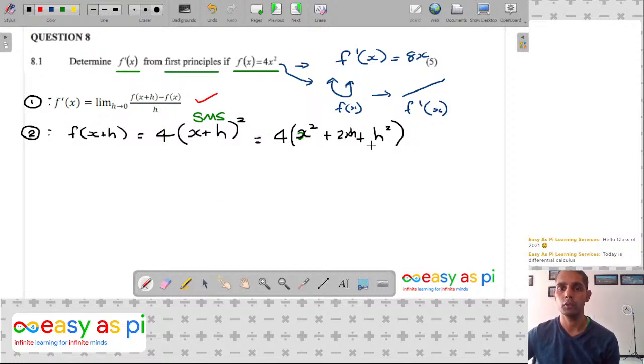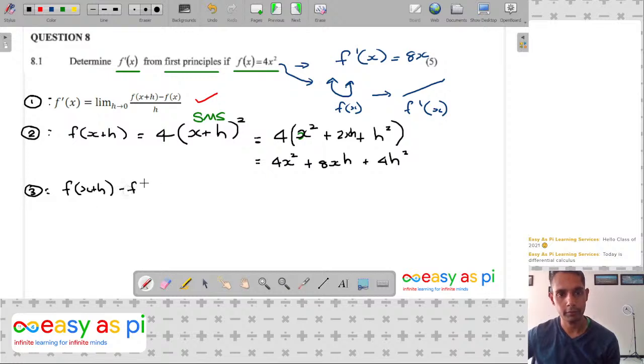Okay, and then I can start to distribute the 4 into the brackets, right? Now, if I do that, what I end up with is, and I'm going to put it down maybe here, right? That becomes 4x squared plus 8xh plus 4h squared. Okay, and that's f at x plus h. That's step 2 done. The next thing I'm going to do is I'm going to work out f at x plus h minus f at x.